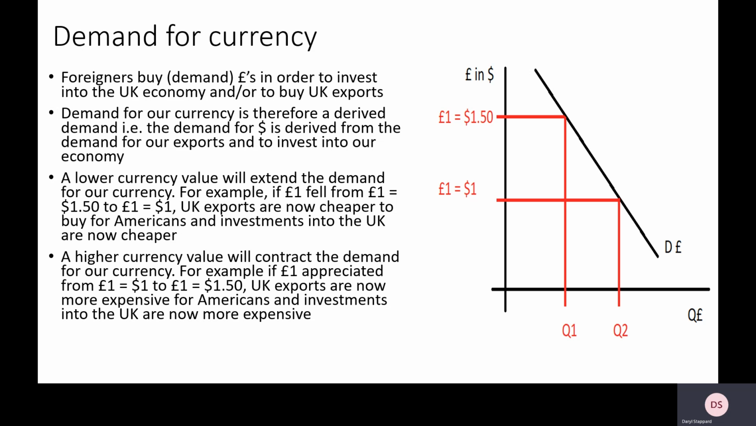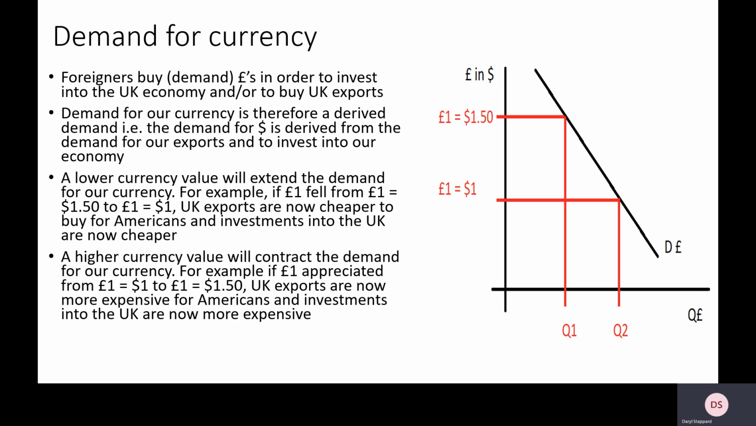So again, that currency depreciation of the pound would raise the demand for our currency. Now, clearly, if the currency went the other way and appreciated, you're going to get a contraction in demand. So if our currency goes in value from £1 equals $1 to £1 equals $1.50, American people are now paying more or sacrificing more of their own money to buy our goods and services. But also investments into the UK will also now become more expensive.